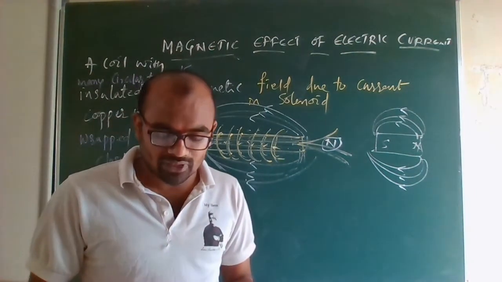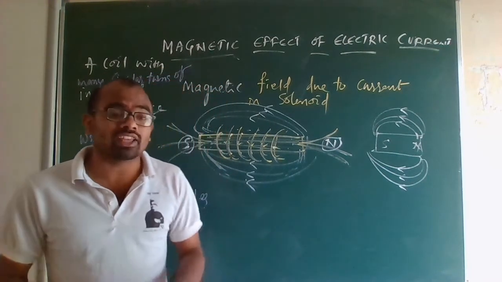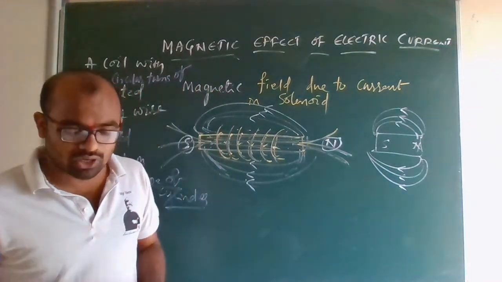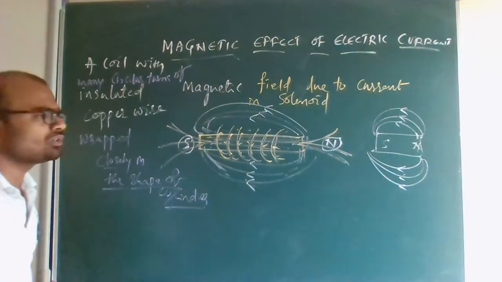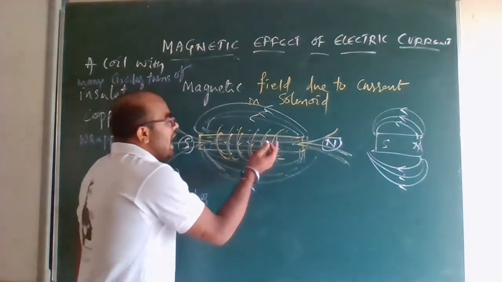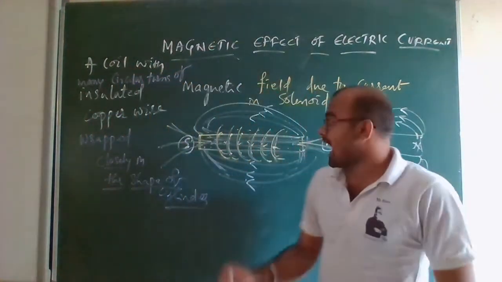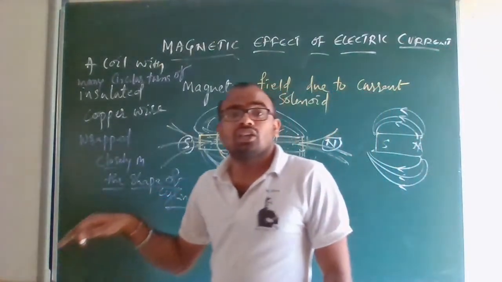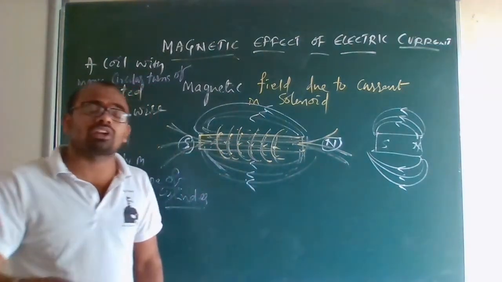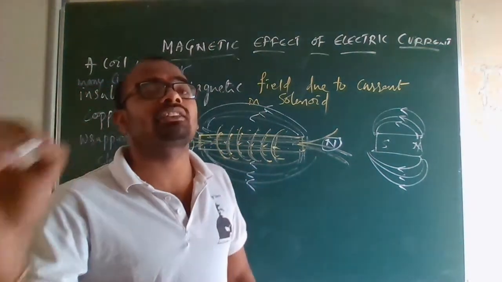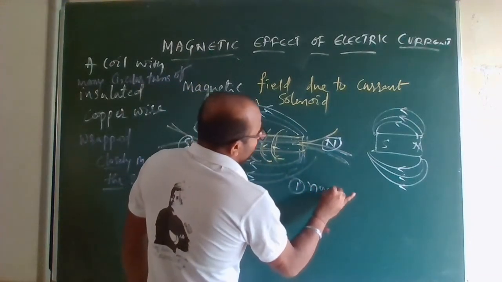The strength of the magnetic field is proportional to the number of turns and the magnitude of current. This one you already know, as we discussed last time with the bar magnet. As the number of turns increases, the strength of the magnetic field increases. As the current flowing through the solenoid increases, the magnetic field strength increases.